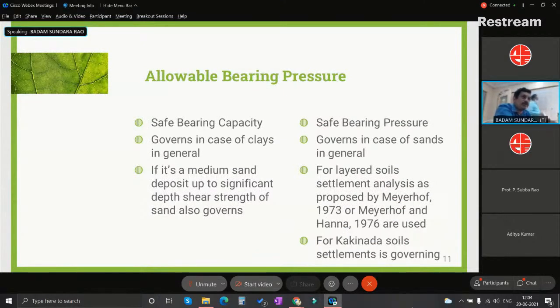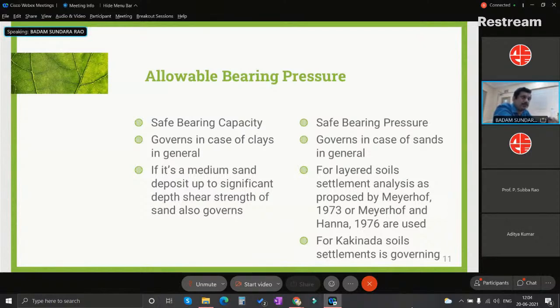Before going further, we require some understanding of the allowable bearing pressure value. As engineers, this is a simple theory we have, but a little understanding is required before going into depth on the subject. We have two values: bearing capacity values and bearing pressure values.